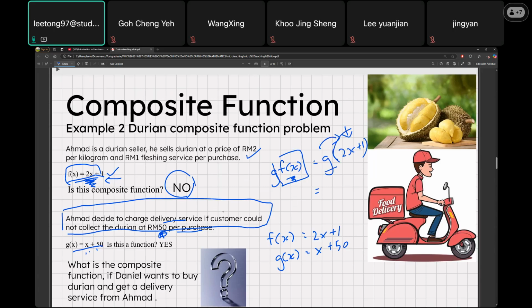This is your object in your second function. So 2x + 1 will be your x in this x + 50. And then you add another 50, which is 2x + 51. This is what Daniel needs to pay if he wants to buy durian from Ahmad and ask for delivery service. The x will be how many kilograms of durian he bought.